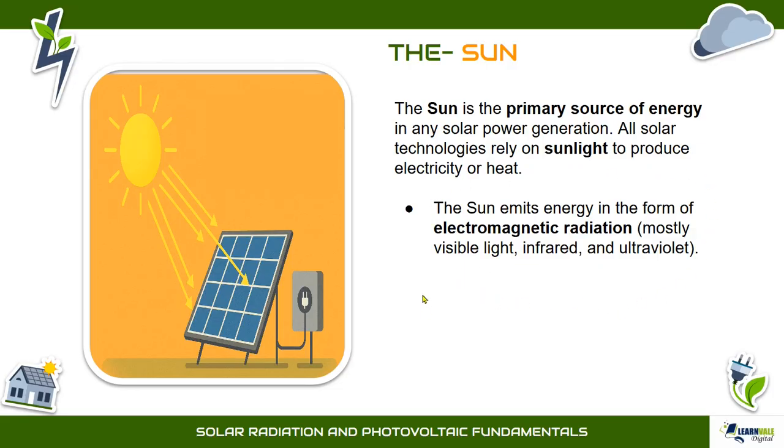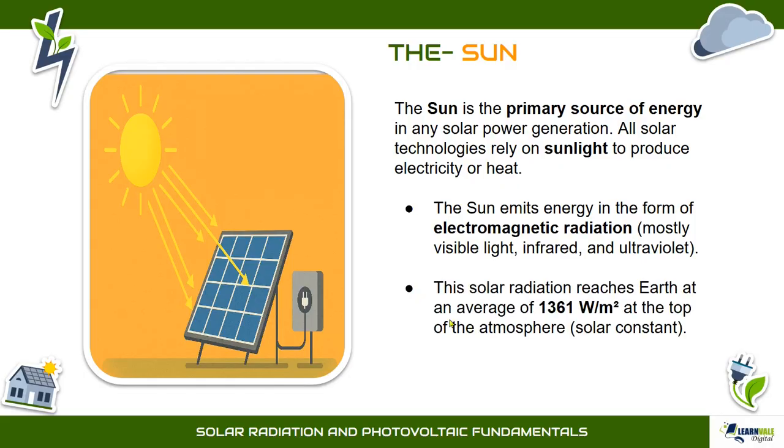Another thing you need to know about the role of the sun in solar energy production is that the solar radiation the sun produces reaches the Earth's atmosphere at an average of 1,361 watts per square meter. This is at the top of the atmosphere. This is actually what is called the solar constant. The atmosphere of the Earth, not actually the surface. The amount that reaches the atmosphere of the Earth is 1,361 watts per square meter. So this is what is known as the solar constant.